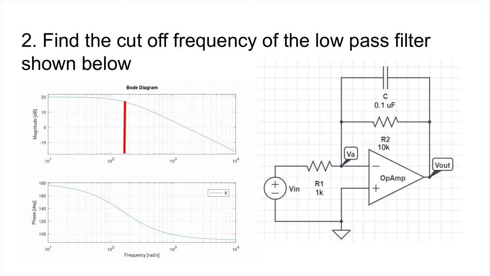And here we can show it in the Bode plot, and the red line shows exactly where our cutoff frequency would be at, which looks to be about 160, as we've said before.